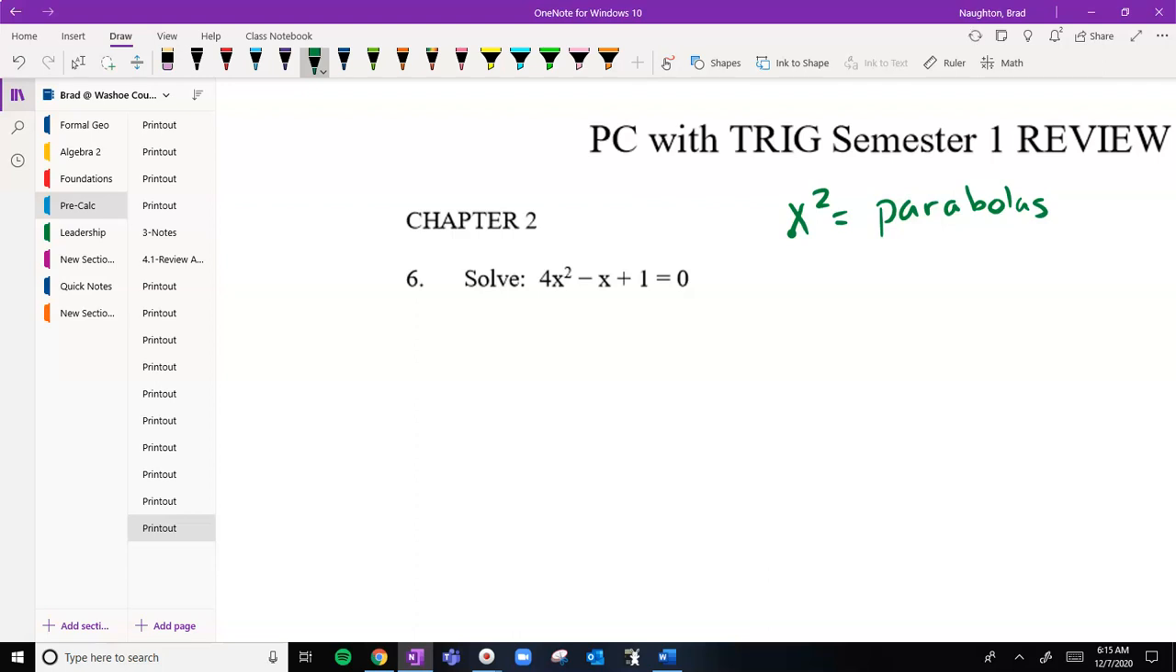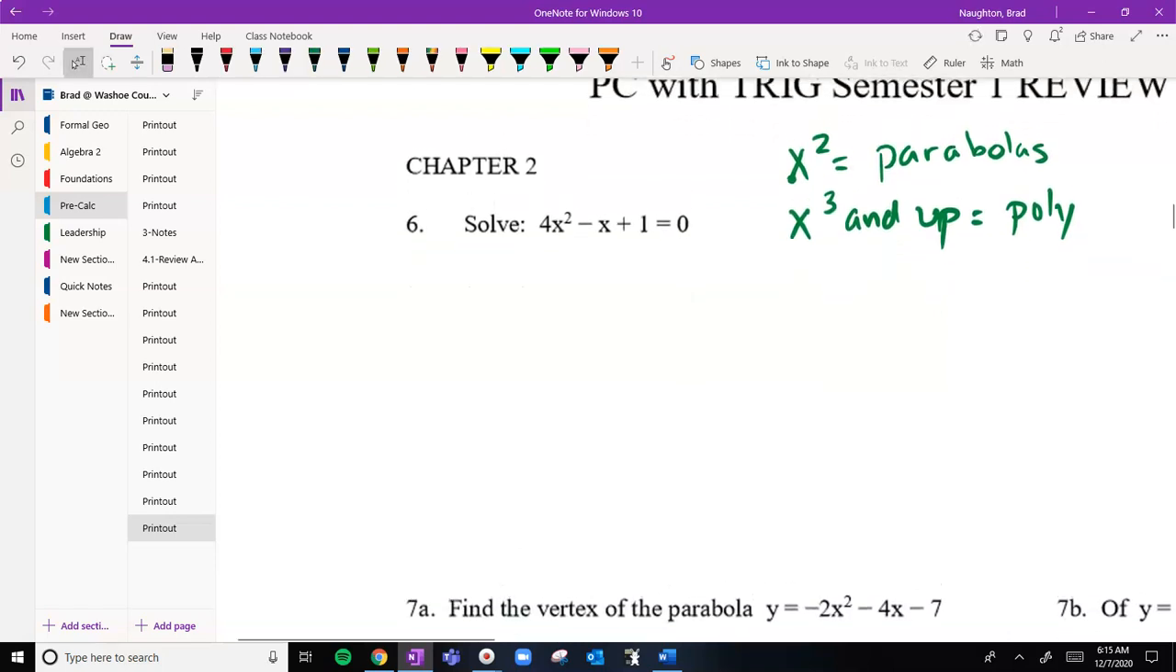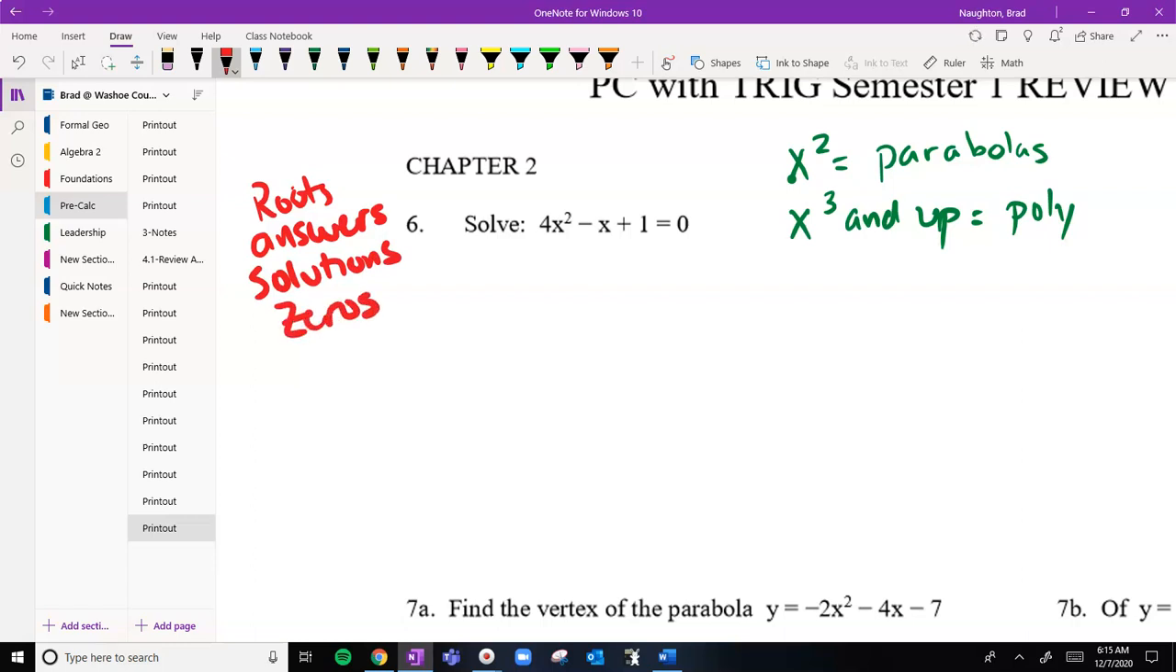There are some rules we generally use before those that don't apply to polynomials, which is basically x cubed and up. We refer to those as polynomials. So our first one is an x squared, so it is a parabola. Now when you're solving, you're looking for roots, answers, solutions, or zeros. They're all the same thing. You're looking for where it crosses the x-axis.